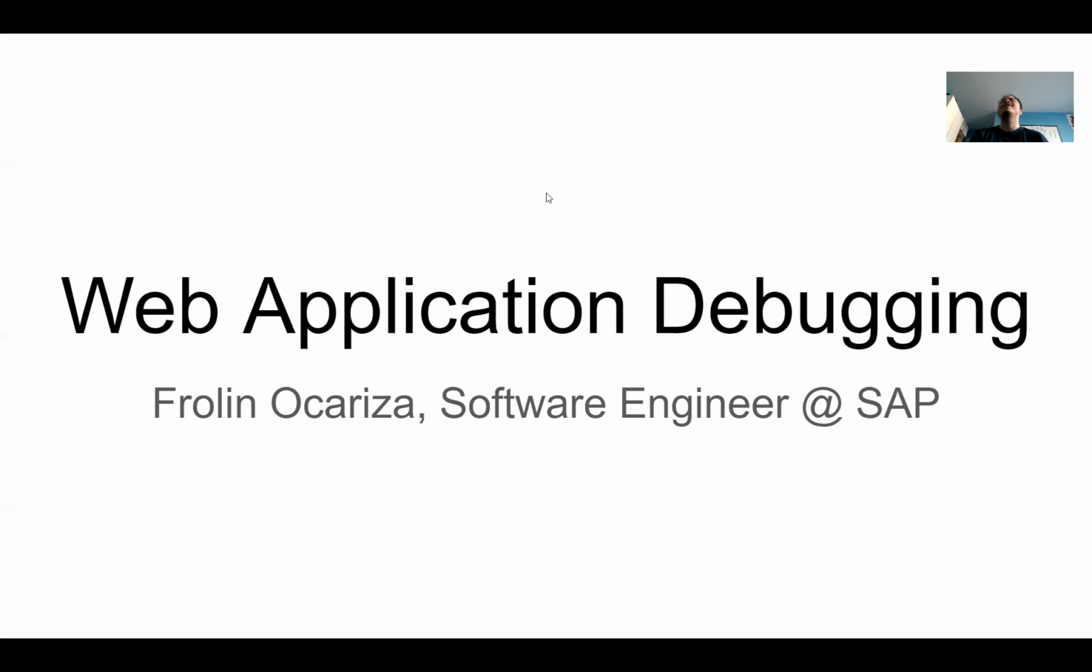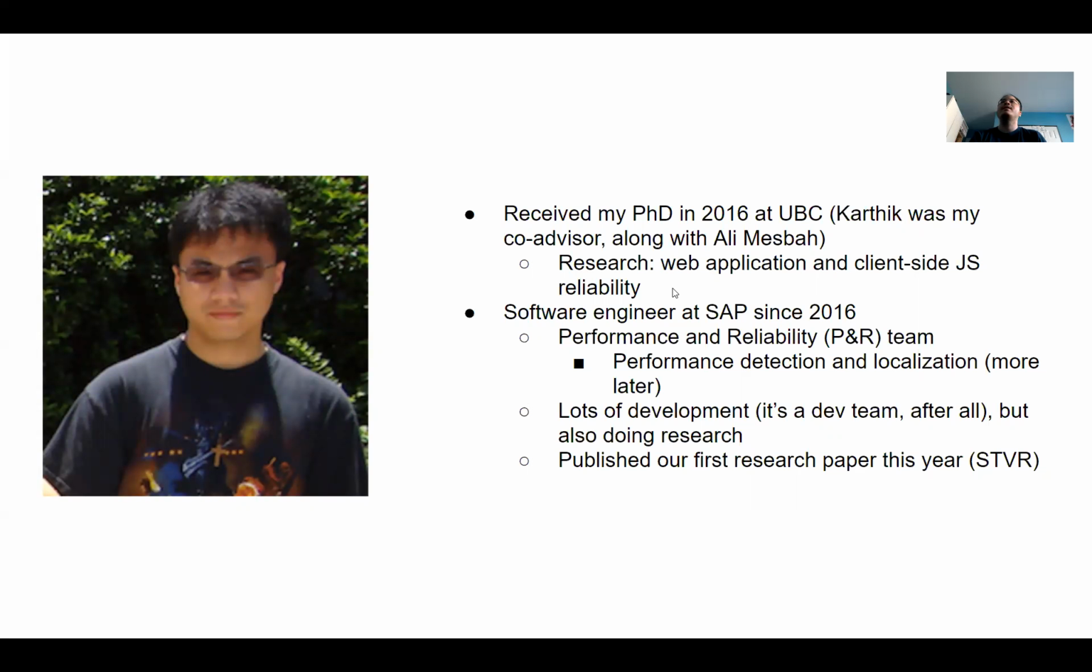I just want to tell you a little bit about myself. I did my PhD from 2012 to 2016 at UBC. I did my master's before that from 2010 to 2012 and then transitioned into the PhD right after. My advisors were Karthik and Professor Ali Mesbah. The research I was conducting during my PhD was basically on web application and client-side JavaScript reliability. A couple of things that you should be quite familiar with, especially this first part, which is web applications, because this is what the course is about.